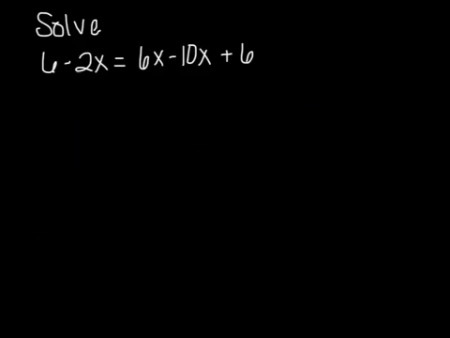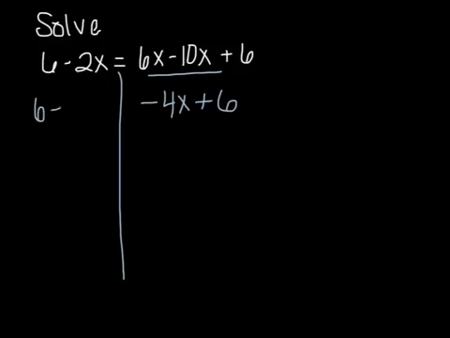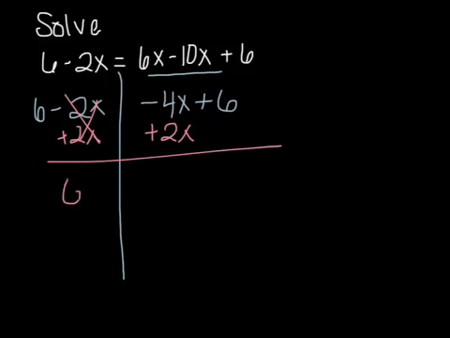All right, to solve this, I'm going to draw a line down the equal sign. I can combine these like terms on this side, and I have negative 4x plus 6. 6 minus 2x. Now I'm going to add and subtract back and forth until I have all my x's on one side and all my numbers on the other. So let's go ahead and add 2x because that will cancel, and add 2x to its like term. So I have 6 equals negative 2x plus 6.